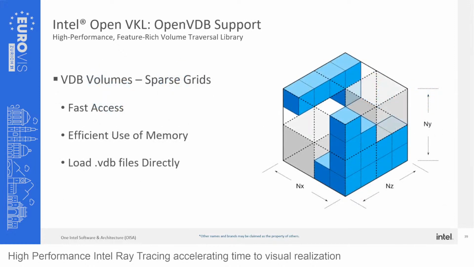And now just swinging back to our OpenVDB support with OpenVKL sparse grids, we supply an internal representation based on VDB, which allows very fast access of data while efficiently using the memory available to the renderer or other application. And you can load and sample your VDB files directly.